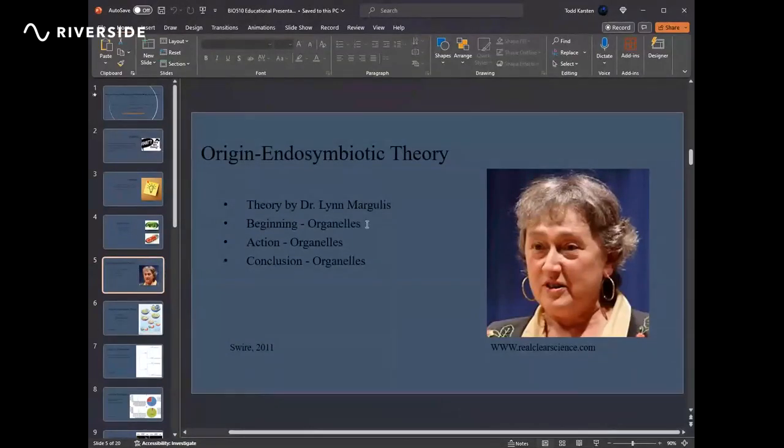And finally, the last step in this aspect of the endosymbiotic theory is that the ingested prokaryotes developed into the organelles we are discussing today. Once ingested, the organelles that formed can no longer live outside of the eukaryotic cell.